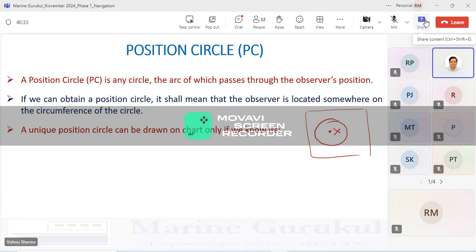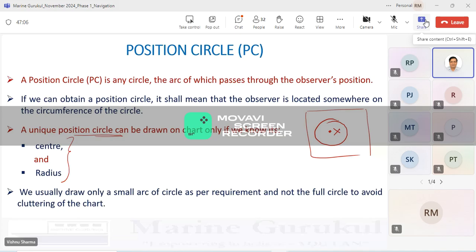So for a unique circle to be drawn, what should you know? You should know the center of the circle and you should know the radius of the circle. If you do not know the center or the radius or both of them, you cannot draw the circle, my friend. Then whatever circle you draw will be a random circle. That will not be the circle that you actually want to draw. So you need to know these two things.